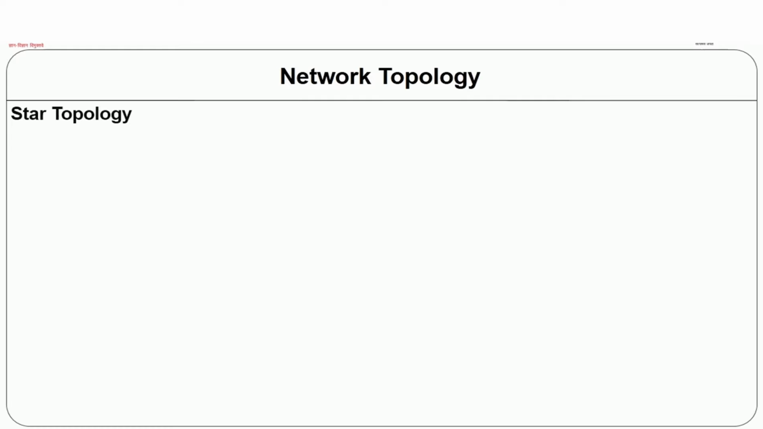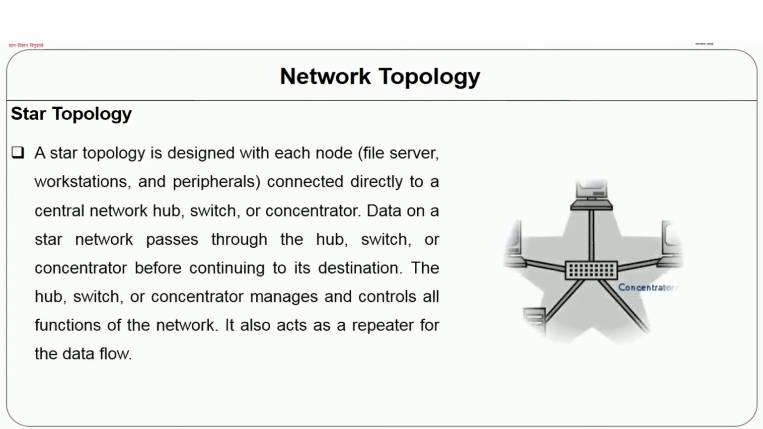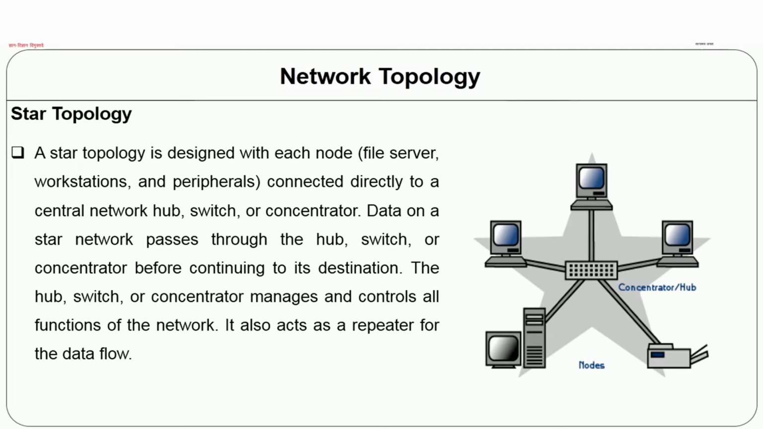Now looking into star topology. It is designed with each node, file, server, workstations, and peripherals connected directly to a central network hub, switch or concentrator. Data on a star network passes through the hub, switch, or concentrator before continuing to its destination. The hub, switch, or concentrator manages and controls all functions of the network. It also acts as a repeater for data flow.